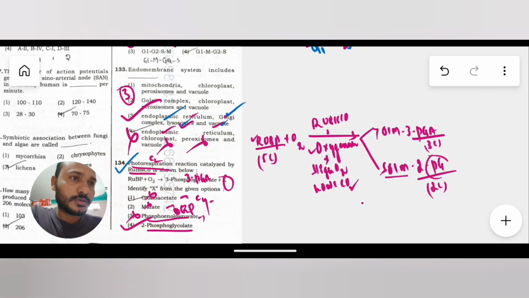X is 2-phosphoglycolate here. One molecule of 2-phosphoglycolate contains a 2-carbon compound only.